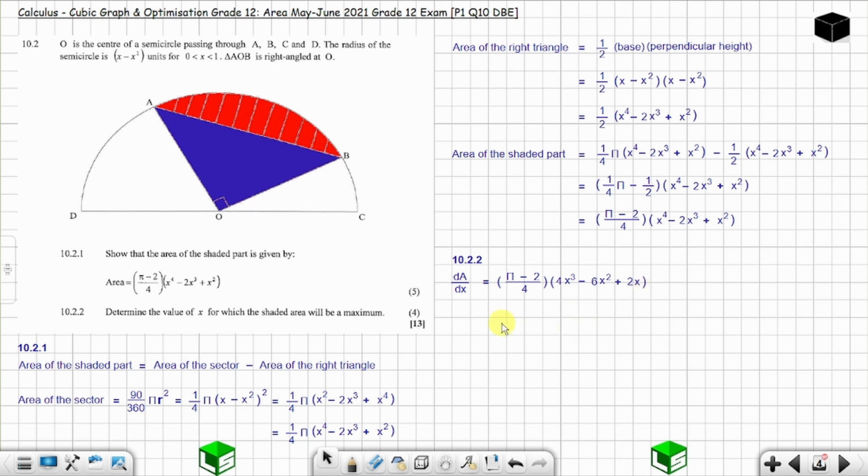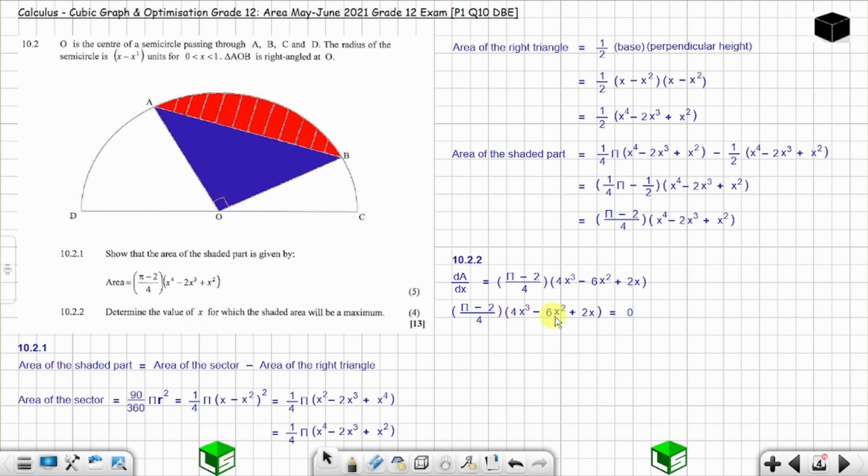Let's carry on. So after taking the derivative of the area with respect to x, you equate the derivative to 0 so that you can find the value of x. Okay, so you have this, you equate to 0 and then try to solve for x. So that will be your answer.